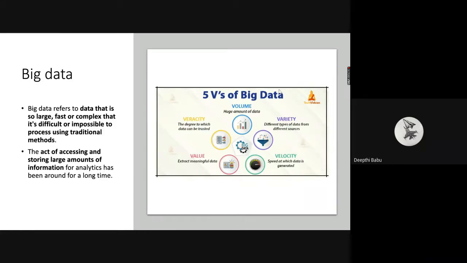It doesn't need to be so accurate. It can be uncertain also. You're not so sure that the particular data that you have is actually correct, because there is data from so many sources.